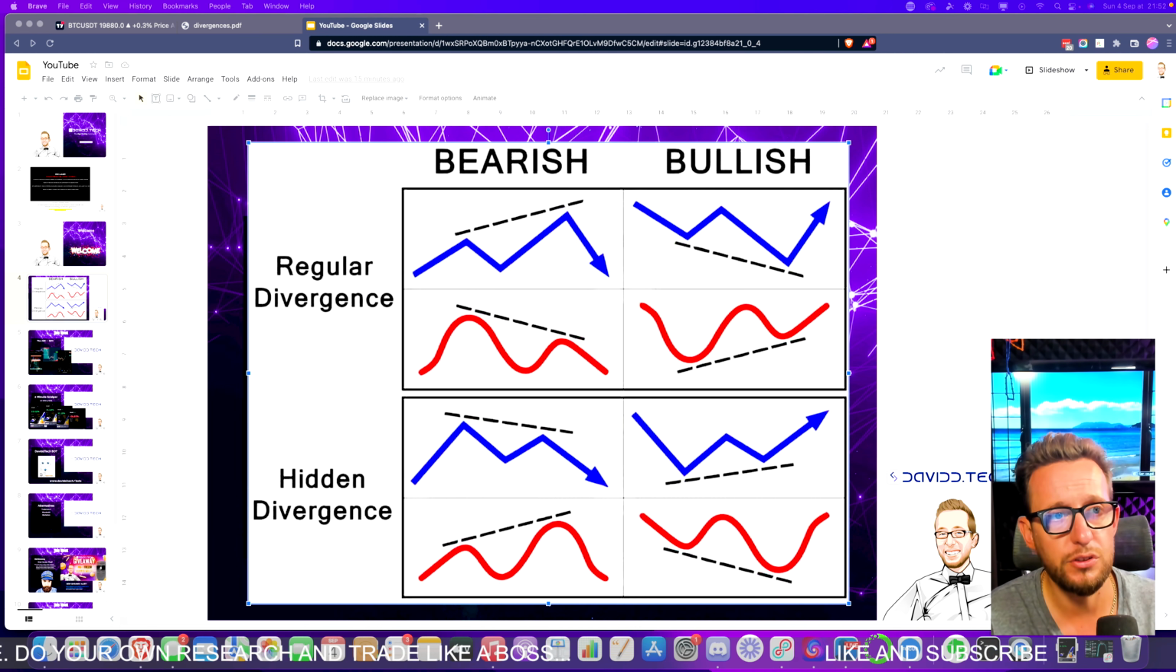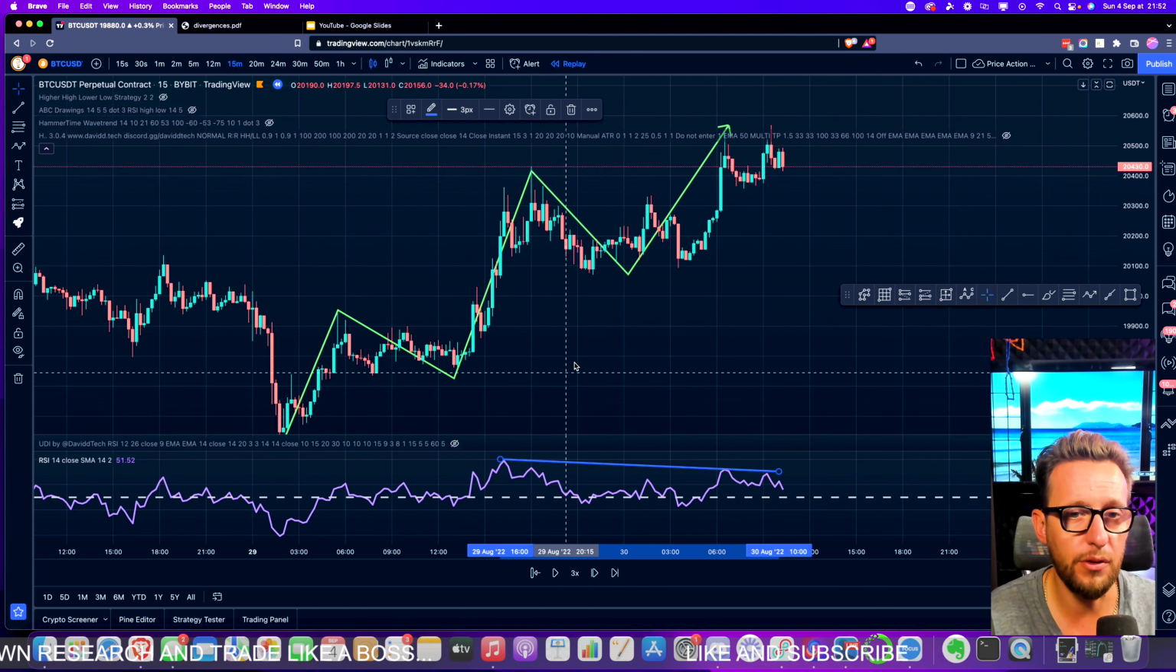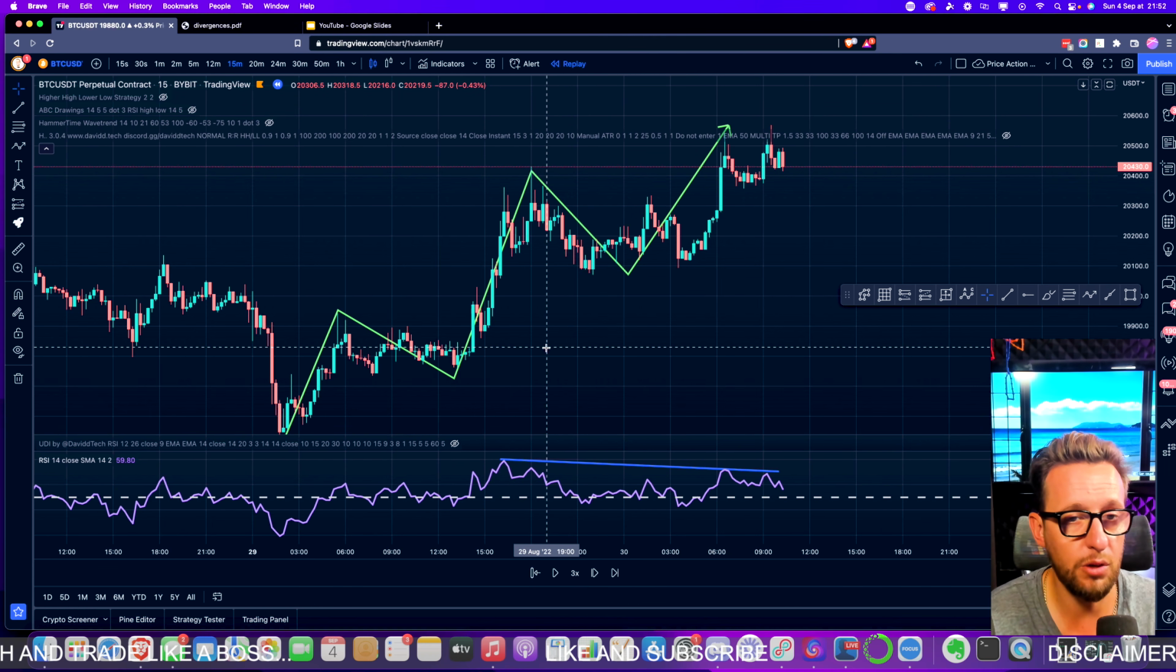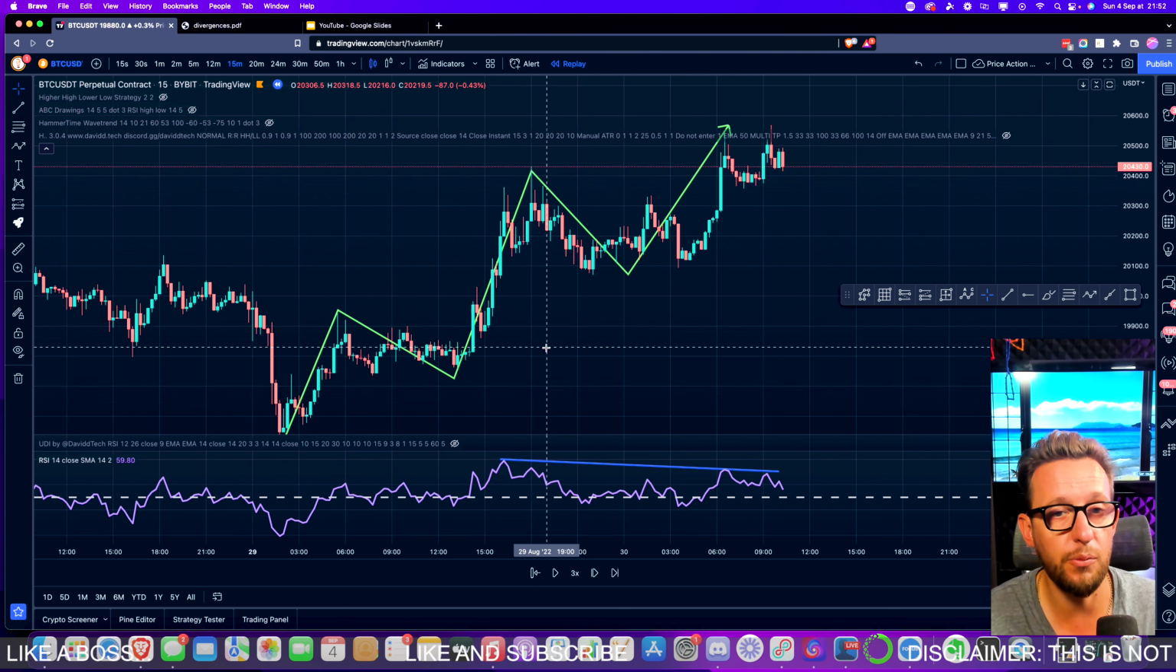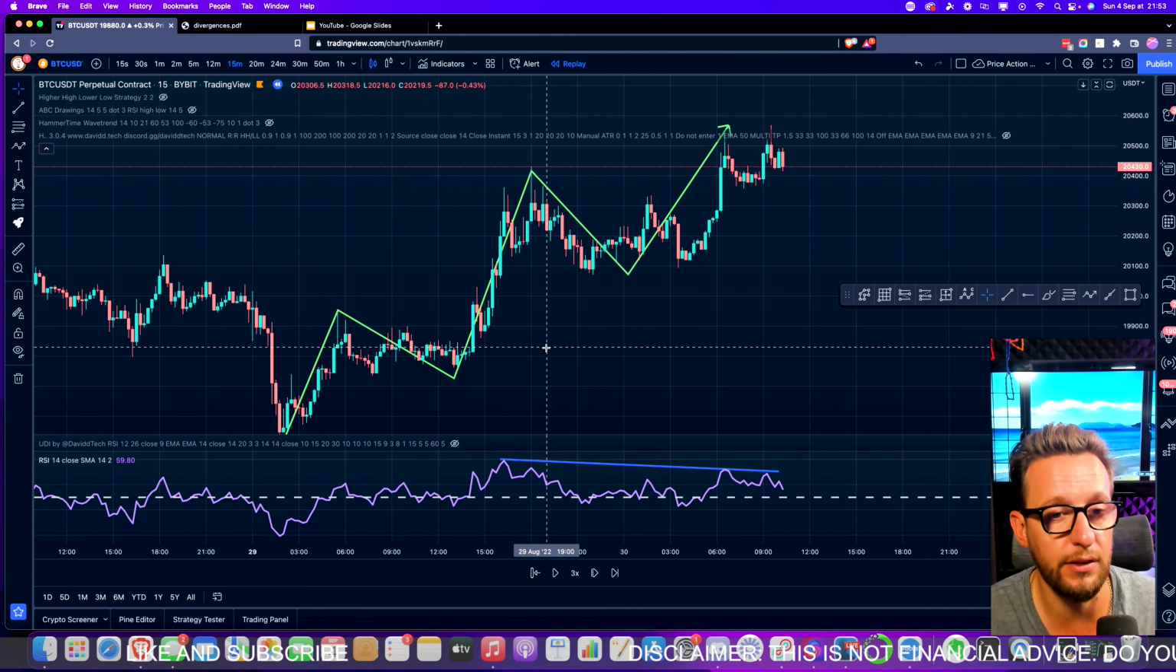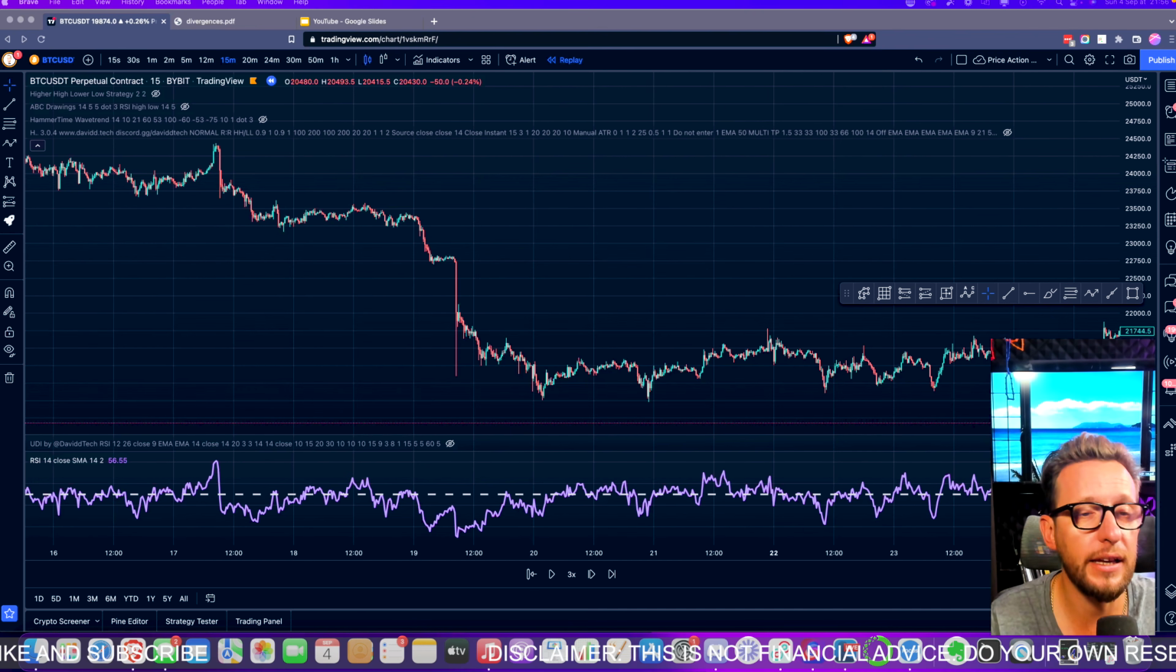So let me go over to TradingView very quickly, and I'll go through just a couple of the examples before I show you what I found whilst creating all of this code and the trading strategy and the backtesting results. Okay, here we are back at the chart.